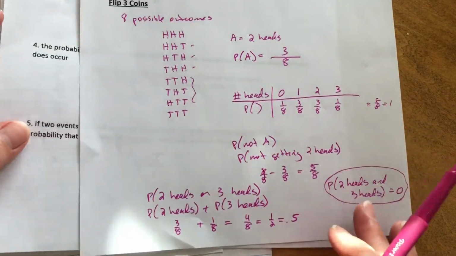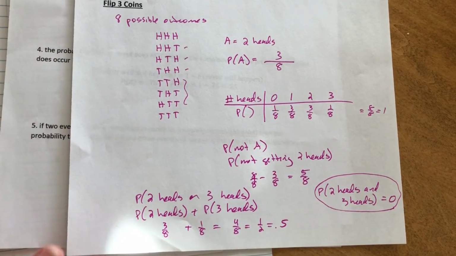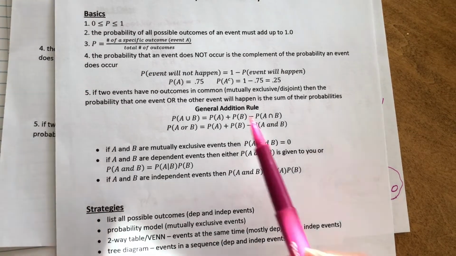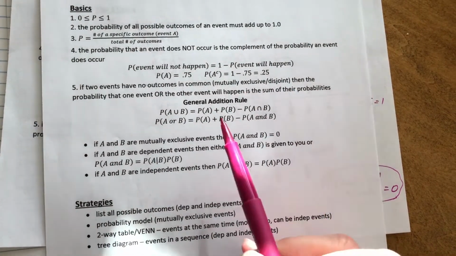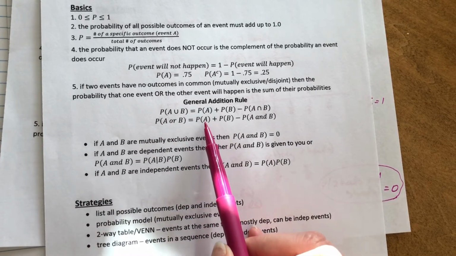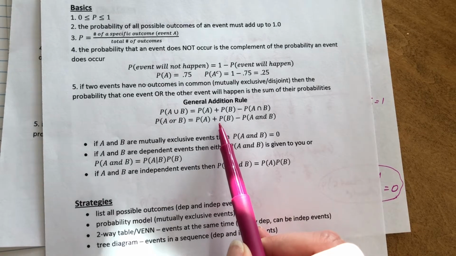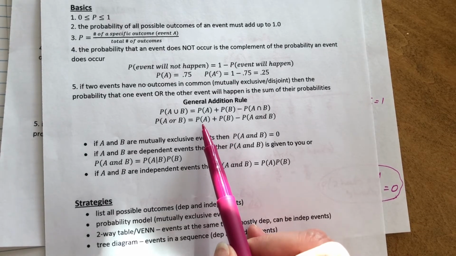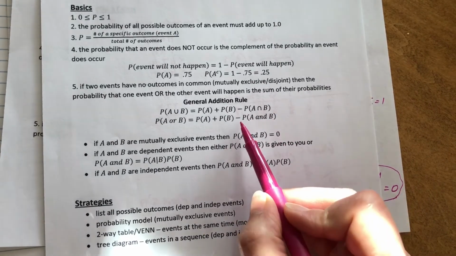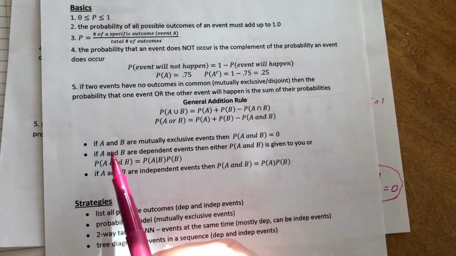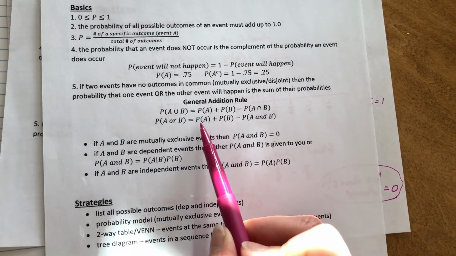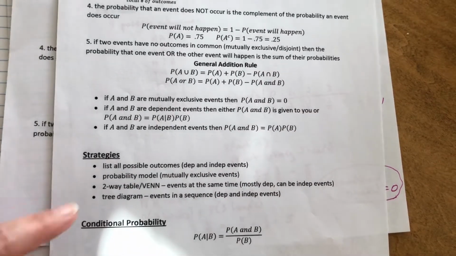Okay, so those are my 5 basic rules. And I'll touch on my general addition rule. The probability of event A or event B is simply the probability of event A plus the probability of event B minus any overlap when the events happen at the same time. Well, if my events are mutually exclusive, then the overlap is 0, and I don't even have to worry about it. All I'm going to do is add up the probabilities. We'll get to these other ones later.